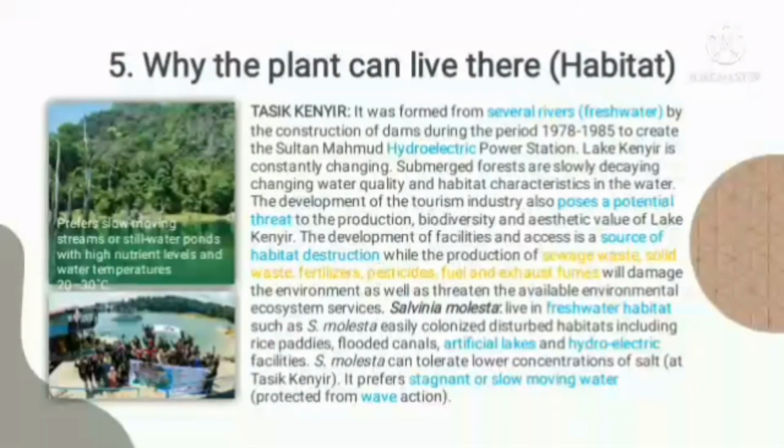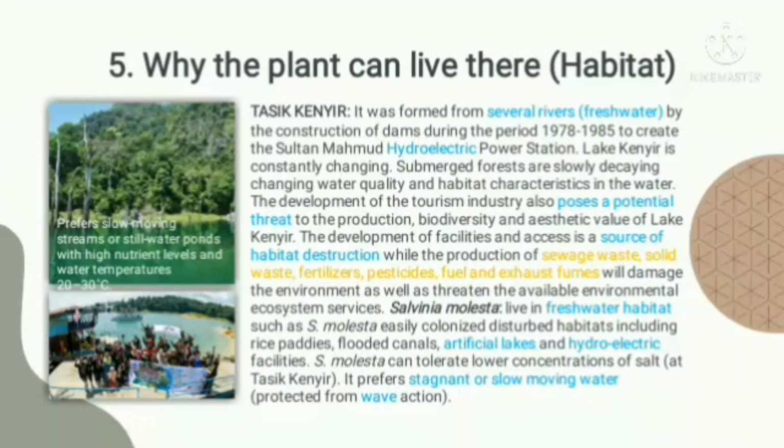So why can the plant live there? In Tasik Kenyir, the habitat is several freshwater rivers. Salvinia molesta lives in a freshwater habitat, so it is suitable to live in Tasik Kenyir.